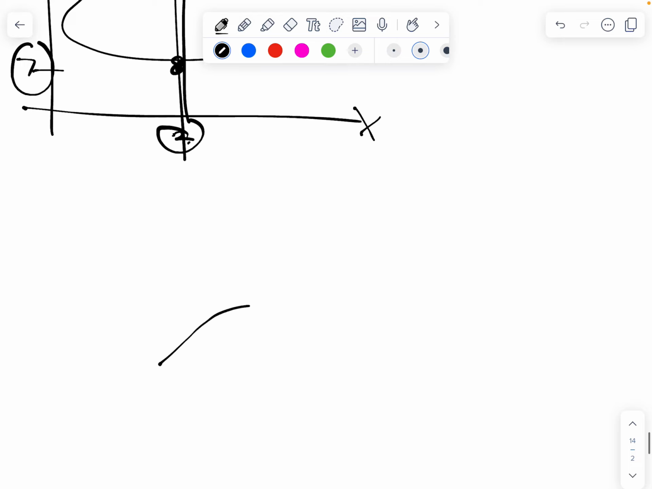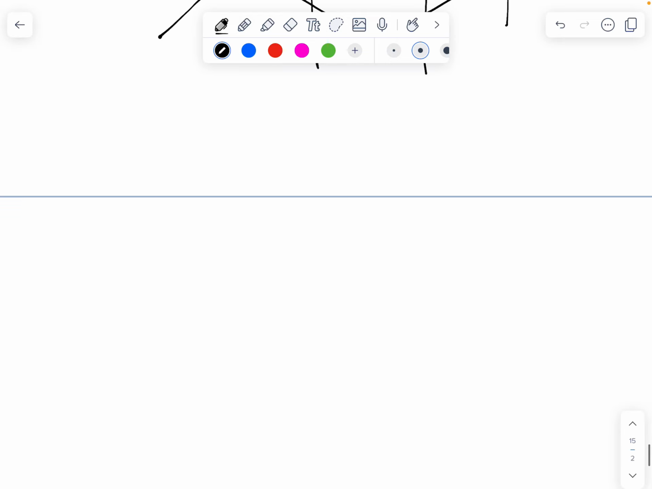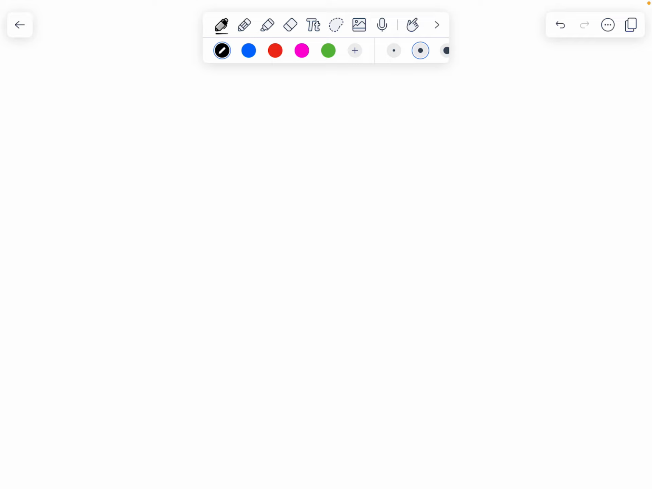What about something like this? This is okay, because a vertical line touches in 1 point. What about a circle? Circle is not a function because a vertical line touches in 2 points. All right, flip it over, back of the study guide.